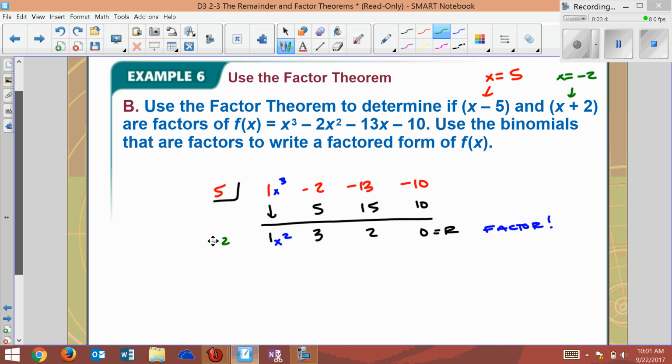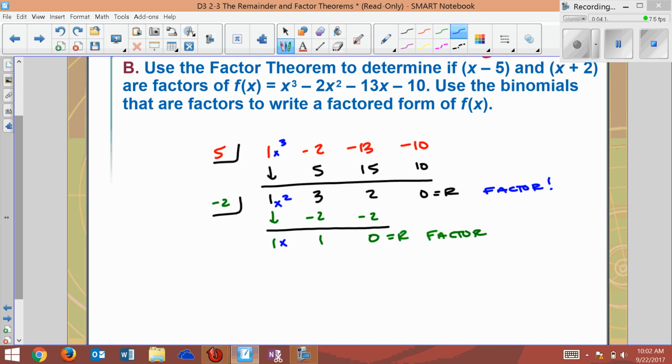Let's try it. So this time I'm going to go here. Pull down. So 1 comes down. 1 times negative 2 is negative 2. The sum of that is 1. Multiply those, negative 2. We get 0. And this is our new remainder. This is also a factor. What does this mean we're left with here? This would simply be x.